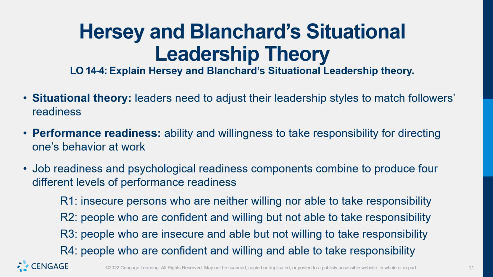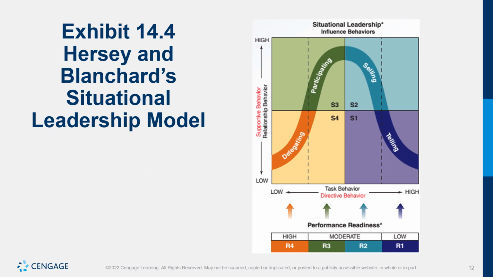Job readiness and psychological readiness are combined to produce four different levels of readiness in Hersey and Blanchard's situational leadership theory. Situational theory defines leadership styles in terms of task behavior and relationship behavior. Four leadership styles are identified. Telling is one-way communication in which followers are told what, how, when, and where to do particular tasks. Selling is two-way communication and psychological support to encourage followers to buy into particular ways of doing things. Participating is two-way communication and shared decision-making.